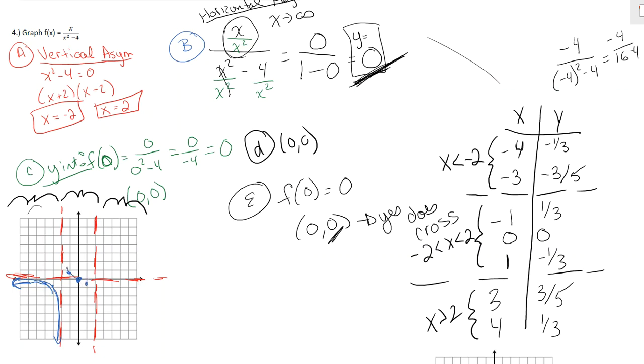And again, I know these are asymptotes. So I'm going to kind of continue those patterns to reach my asymptotes. And then finally, 3 and 4. 3 is 3/5. And 4 is 1/3, so it's going down. So again, it's approaching the asymptote and then coming up.